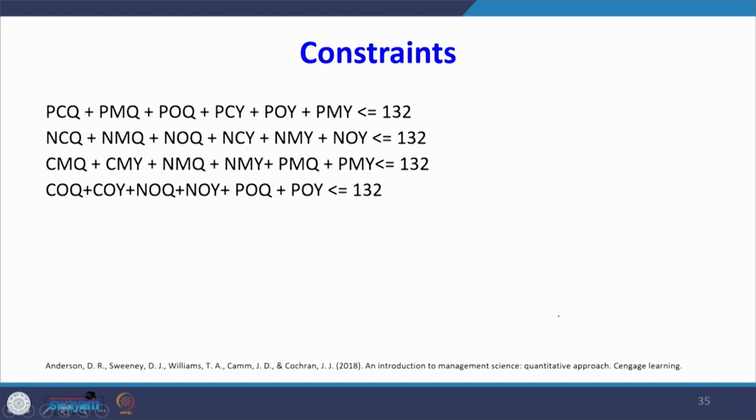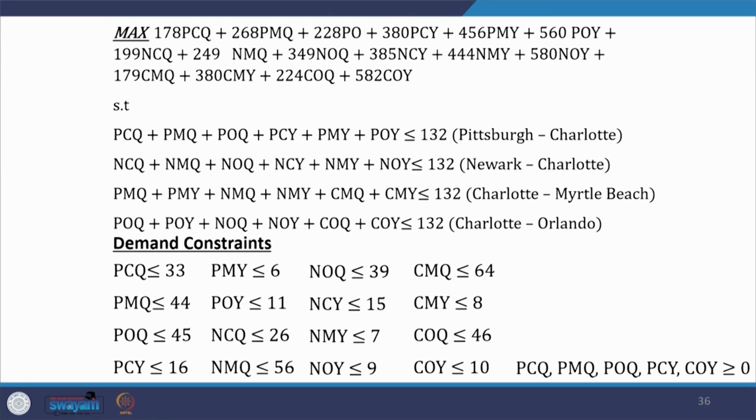Now, I have written all 4 constraints. Apart from this, there is another constraint, the demand constraint. The PCQ ticket demand is 33, which has to be fulfilled. So, here I have written my objective function, my constraints, and my demand constraints. This one I am going to solve using Solver.